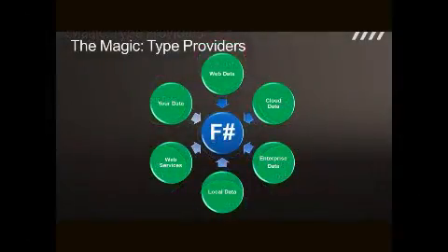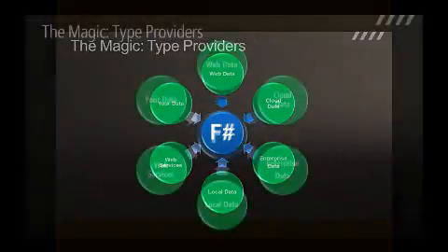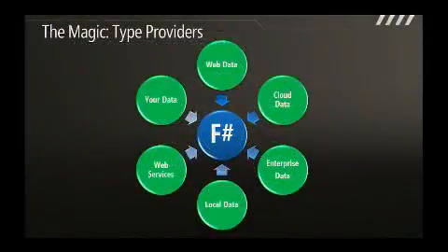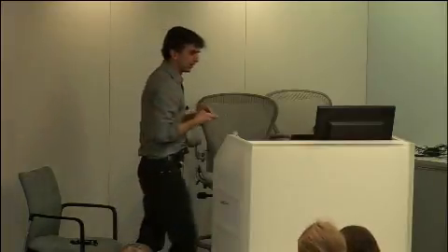So the magic is that we're not tying F-sharp to any particular data source or notion of schematized data. Instead, we're opening up one extension point in the F-sharp language where you get to reference a type provider instead of a library. A library offers a finite set of types and functions, types and modules, and a provider offers potentially a computed space of types. So a provider sits there mediating to some external schematized data source, and provides a universe of types into the language.